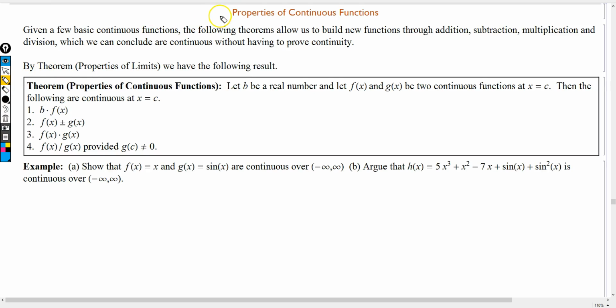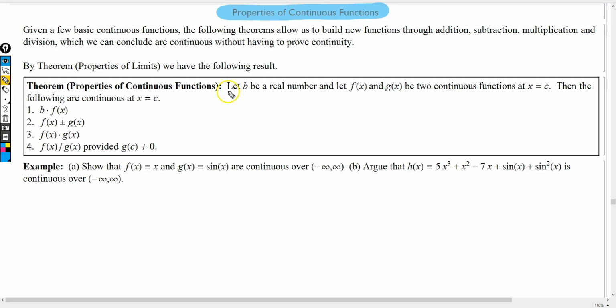Having studied continuous functions, we're now going to take a look at properties of continuous functions. So we're going to start with a theorem that tells us that if we have a few basic continuous functions, then we can build new functions through addition, subtraction, multiplication, and division of those functions, which we can then conclude are continuous without having to actually prove they are continuous. So this is an important result, and let's take a look at it.